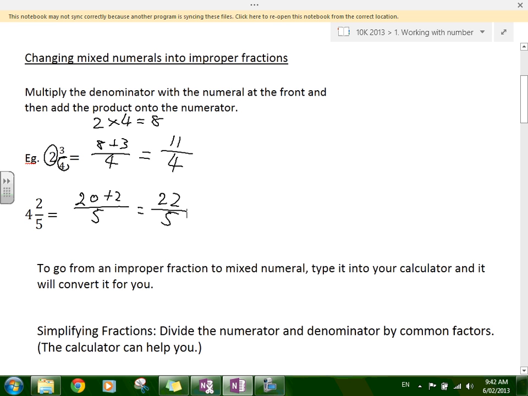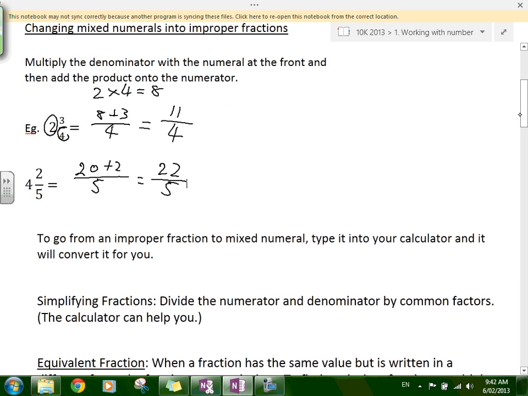A couple of seconds just to finish writing this down. I just want to make a couple of notes about things. When we talk about simplifying a fraction, if you want to simplify a fraction, it just means you're cancelling out, or you're dividing the numerator and the denominator by a common factor. Okay, so if both the numerator and denominator have a common factor, you can cancel them out.